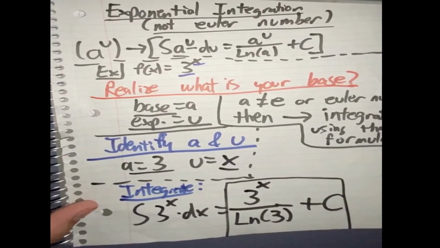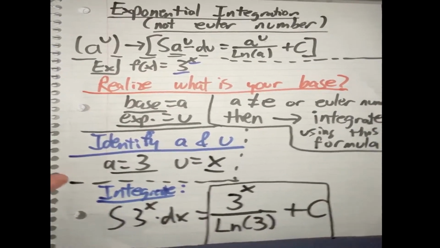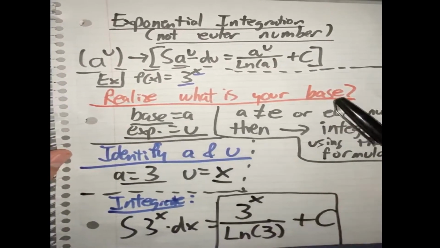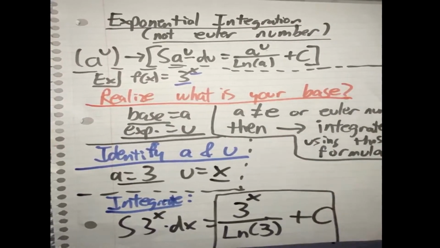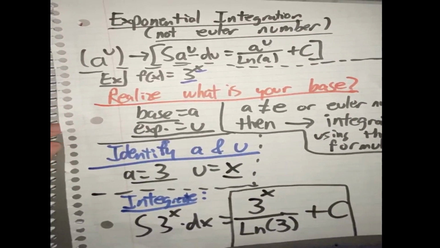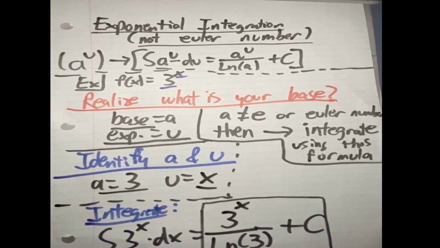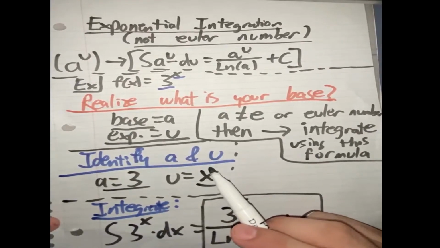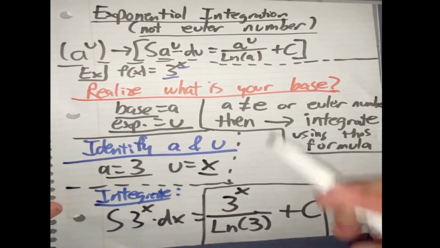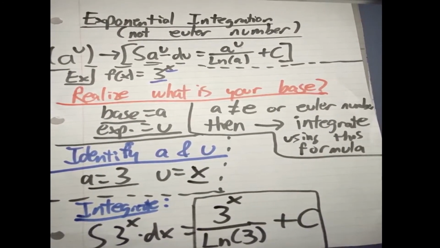And that's how you take an exponential integral without being given Euler's number. The hardest part is to realize what your base is. Check for this number, and if it equals E, then you apply exponential integration. But if it does not equal E, then you apply exponential integration for when you don't have Euler's number. Afterwards, identify your A and U, and from there you plug into this formula.